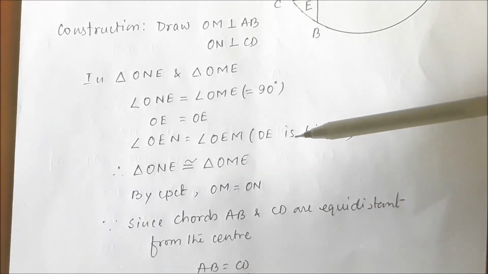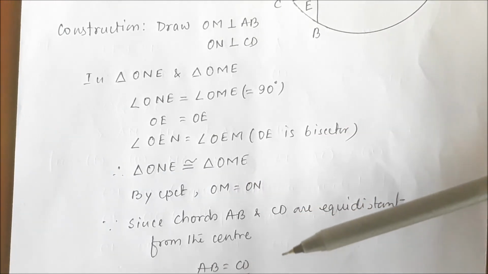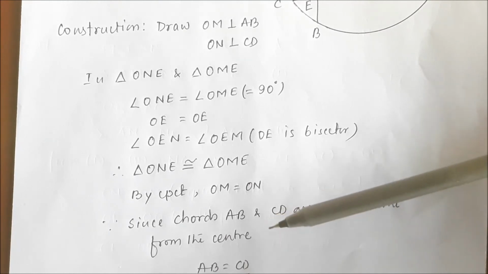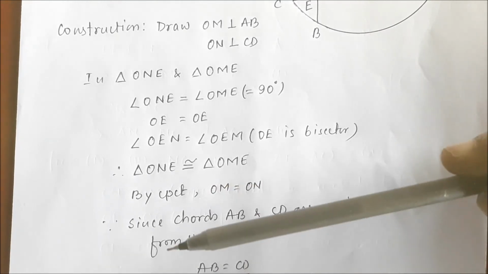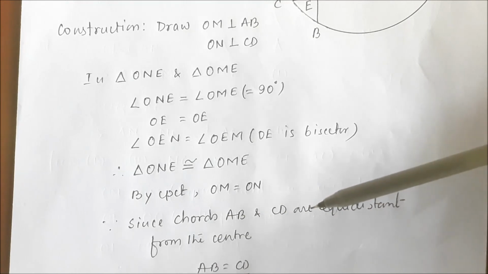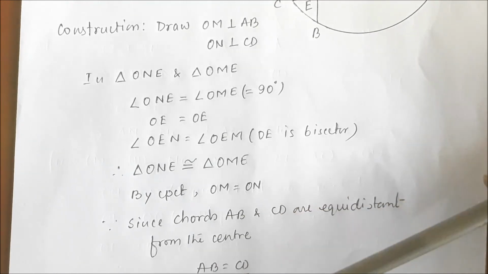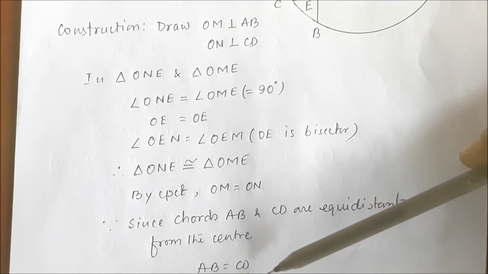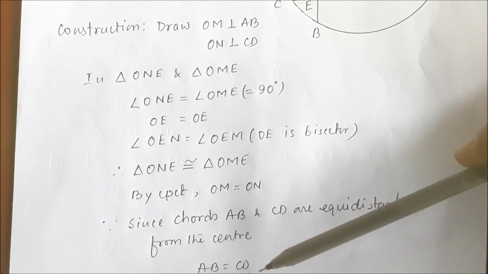Now OM and ON are the distances of the chords from the center. So if the chords AB and CD are equidistant from the center, it implies that the chords are equal. Therefore it implies AB equals CD.